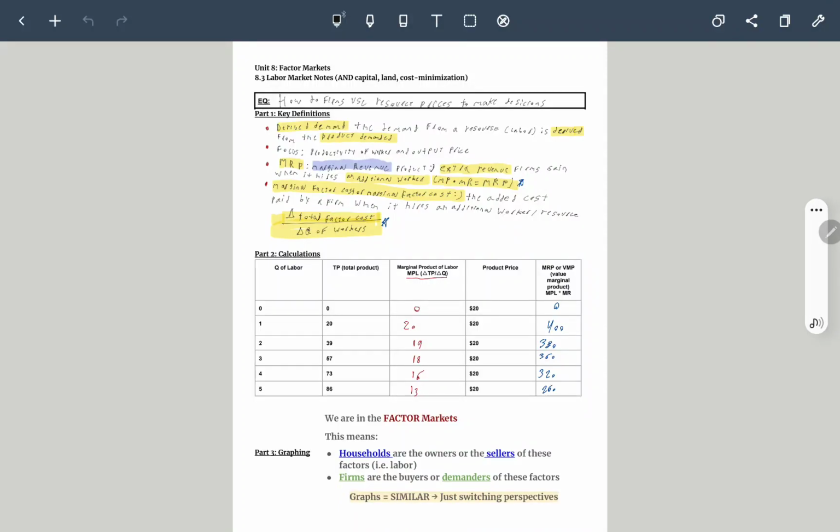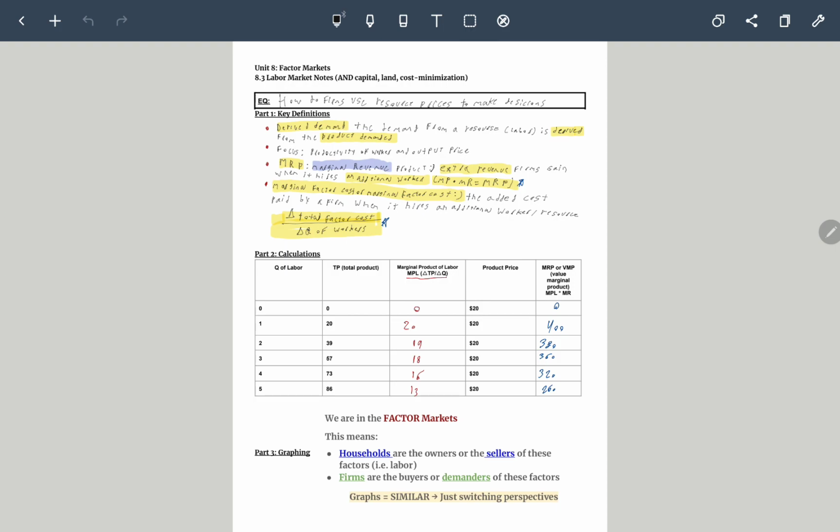Today I will review my notes for unit 8.3, or the factor markets. So this unit is all about the labor market, capital, land, and cost minimization. So our question is, how do firms use resource prices to make decisions? Well, there are a few key definitions that we have to be familiar with.